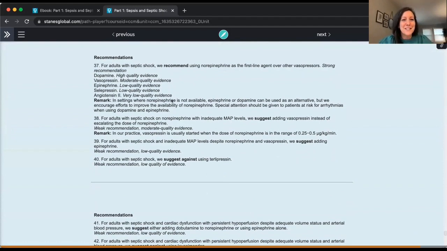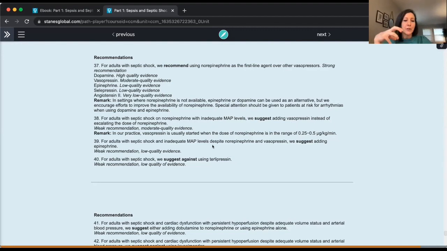Okay, so with patients with septic shock, we recommend noradrenaline as the first line agent over any of the other vasopressins. Okay, when it's not available, you can use epinephrine or dopamine. When you're on norepinephrine and you still can't reach your MAP levels, add vasopressin instead of going up and up and up on your noradrenaline. And when do you know to add the vasopressin? They suggest 0.25 to 0.5 mics per kg per minute.